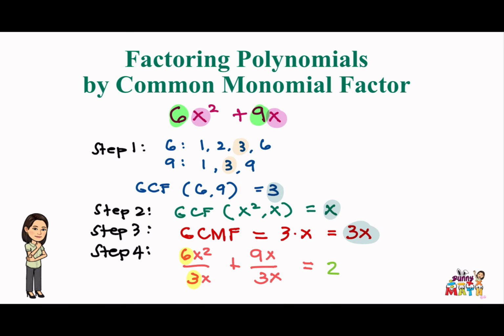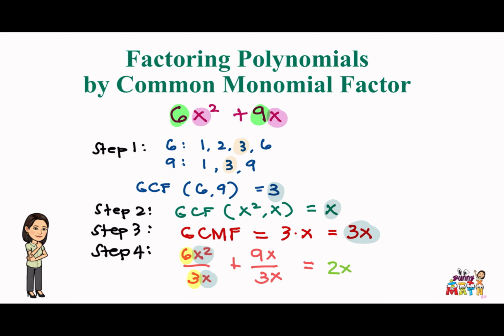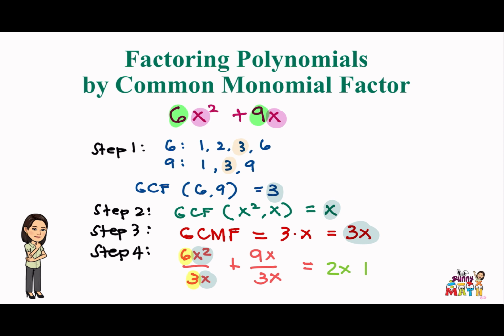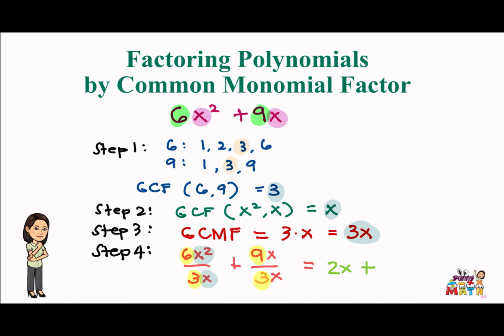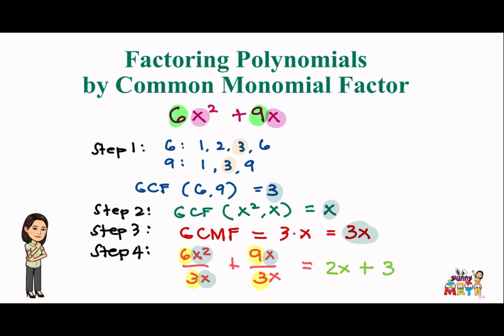And for the variables, x squared divided by x is equal to x. Kapag nagdi-divide tayo ng common variable, we'll only have to subtract the exponents. So 2 minus 1 is 1. Next, on the other term, 9 divided by 3 is equal to 3. And x divided by x is equal to 1 because 1 minus 1 is 0. And any variable or any number raised to 0 is equal to 1.